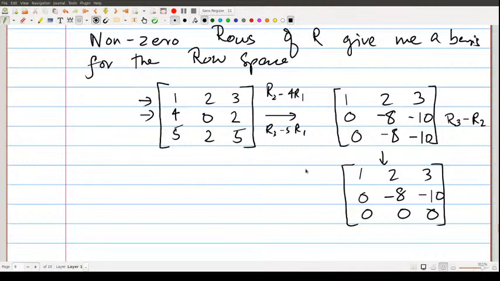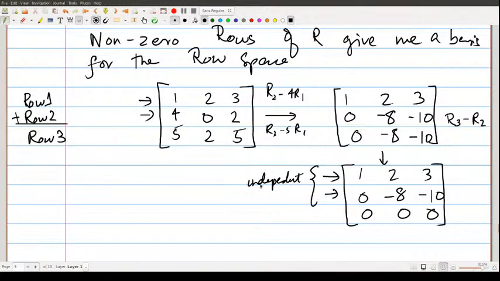So what has this given me? It's told me that these two rows are non-zero and the third row was dependent, right? Because when I added, notice that row 1 plus row 2 is equal to row 3. And so it can't be a basis. Row 3 can't be part of the basis because it depends on row 1 and row 2. To be in the basis, they need to be independent. So which rows are independent? These rows are independent, right? So now I know that these two rows are going to span my row space and they're independent, so they are the basis.